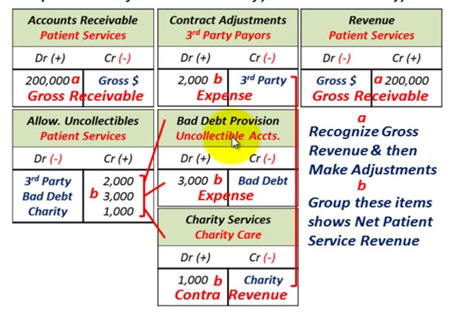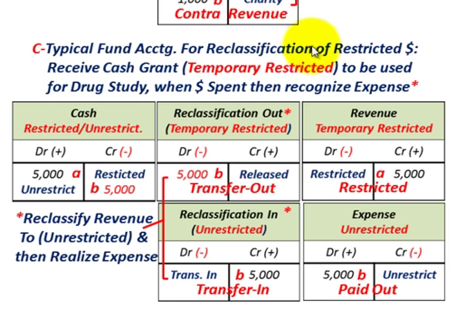Now let's go down here and just look at typical fund accounting for reclassification here of some restricted dollars. So this would be very typical here of other not-for-profit organizations, and also governmental organizations use this fund accounting, where we're going to put some restrictions on it. Just for example, say we receive a cash grant here, it's temporarily restricted to be used for some drug study here in the hospital. So when the dollars are spent, then you'd recognize the expense. So again, we're going to have some temporary restrictions on those cash grants received.